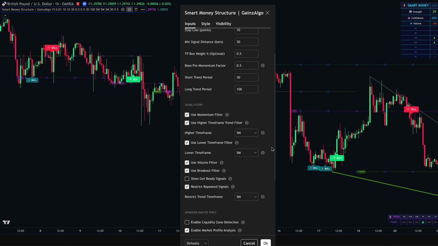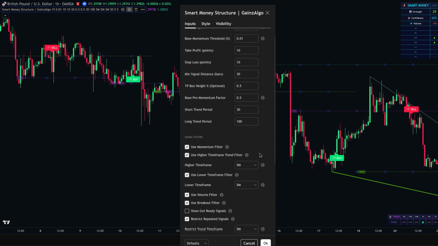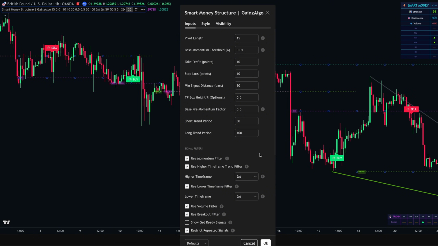Finally, scroll down and disable the divergence scanner. This removes the bull and bear divergence signals from the chart and keeps the focus strictly on structure-based entries. Once these adjustments are made, click OK to apply the settings to your chart.